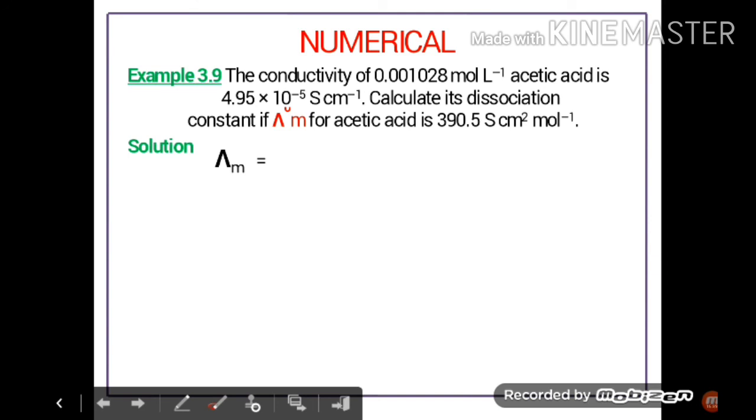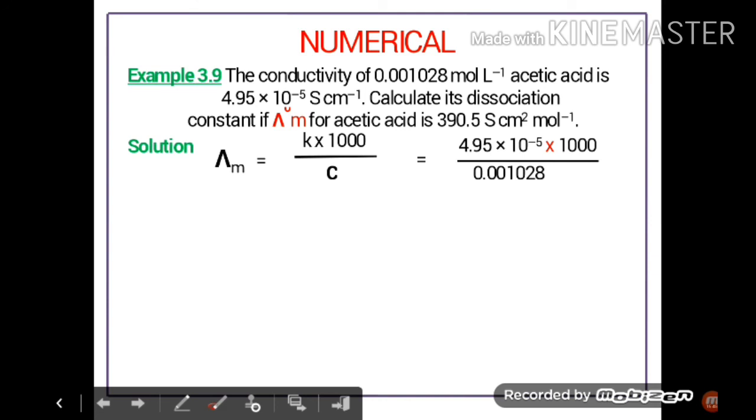So first we will calculate the molar conductivity. The formula of molar conductivity is kappa into 1000 divided by C, where kappa is conductivity and C is concentration. So put the value of kappa, that is 4.95 into 10 power minus 5 Siemens centimeter inverse, into 1000 divided by C, the concentration, 0.001028 mole per liter. If you solve this, you will find the value 48.15 Siemens centimeter square mole inverse. This is the value of molar conductivity.